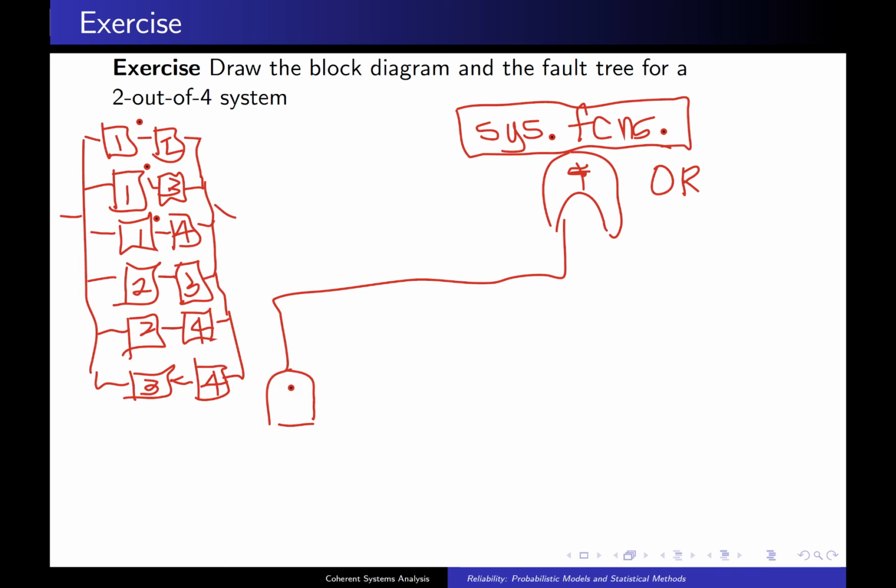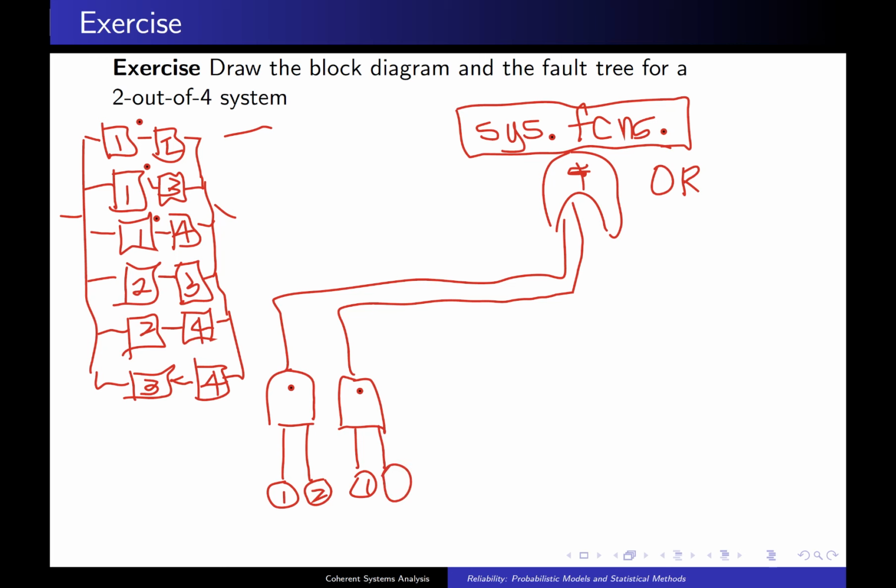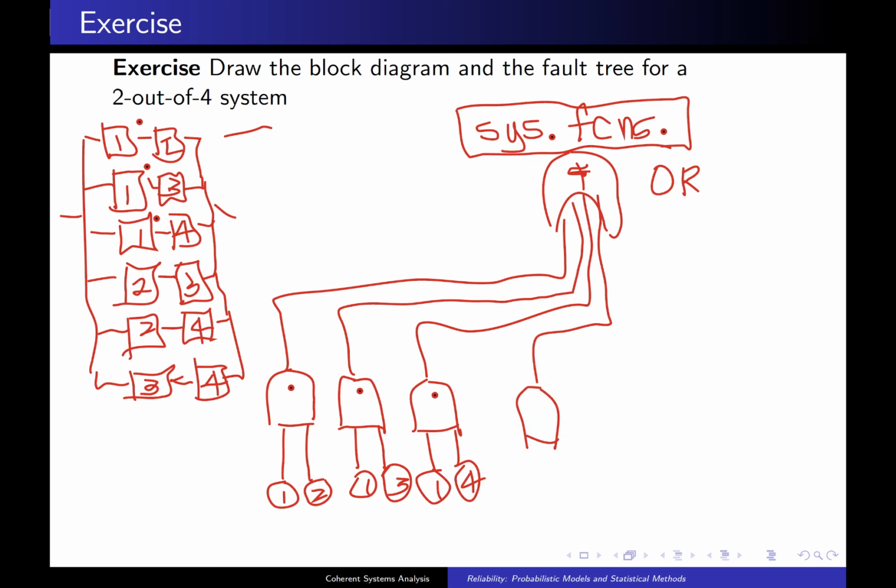And it will function if components 1 and 2 function. That is the first piece up here. Or another AND block if components 1 and 3 function. And you just keep working in this fashion. Or components 1 and 4 function. So we're just going to have 6 AND blocks here. This will be components 2 and 3.